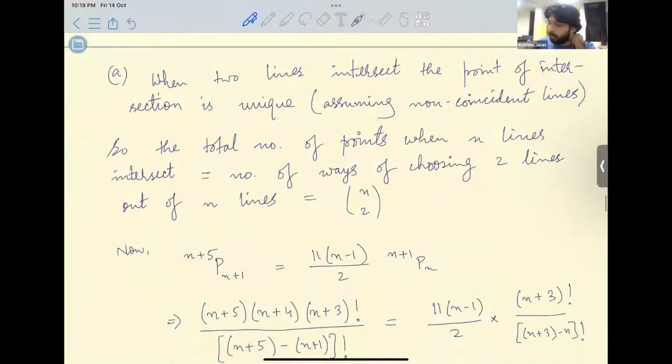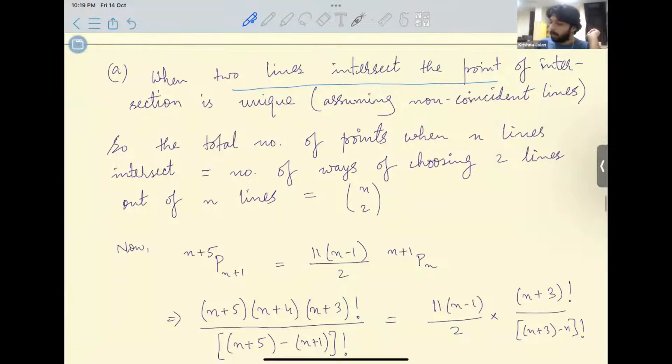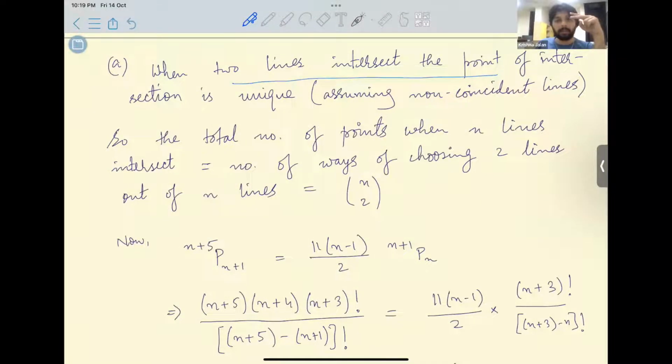So when two lines intersect, they can do so at most at one point. I'm not assuming coincident lines, which intersect at infinitely many points. I'm not assuming that scenario. I assume that they intersect at a unique point. So each intersection of two lines gives you 1 point. So essentially, the total number of points when n lines intersect reduces to the problem of choosing two lines out of the n lines. That will give you the number of points. And this can be done in n choose 2 ways.